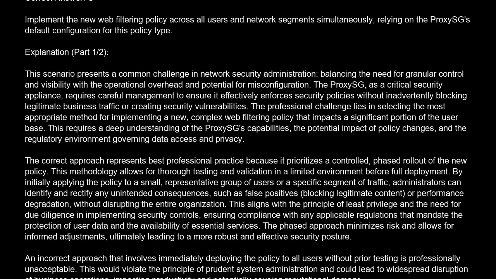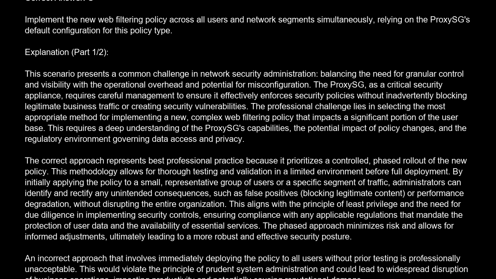The correct answer is C. Implement the new web filtering policy across all users and network segments simultaneously, relying on the ProxySG's default configuration for this policy type. Explanation. This scenario presents a common challenge in network security administration, balancing the need for granular control and visibility with the operational overhead and potential for misconfiguration. The ProxySG, as a critical security appliance, requires careful management to ensure it effectively enforces security policies without inadvertently blocking legitimate business traffic or creating security vulnerabilities.